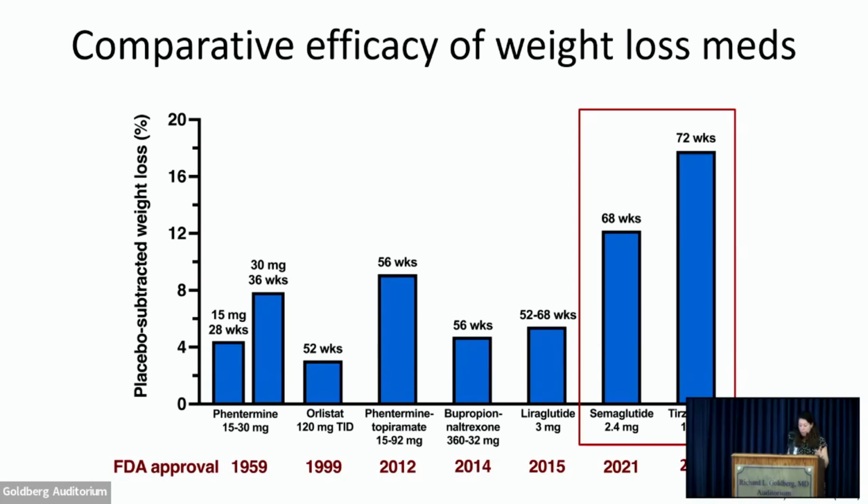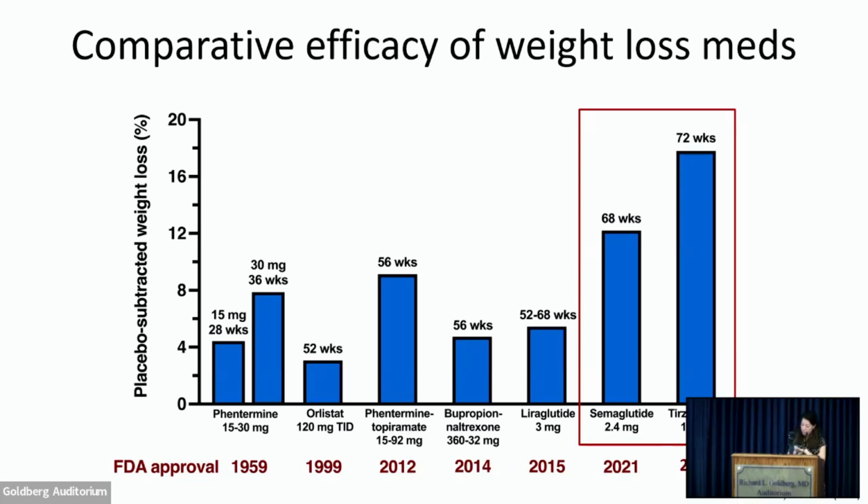And so comparing efficacy of the weight loss meds, you can see most of the agents that we had prior to 2020 were not that effective. We really didn't have anything. Qsymia was kind of our star of the show, and it maxed out around 8.5% weight loss. And so it wasn't until recently, with the introduction of GLP-1 based therapies, that we actually have drugs that are starting to approach and go above that 10% threshold that we need to hit, right?